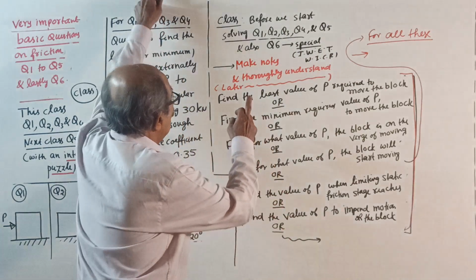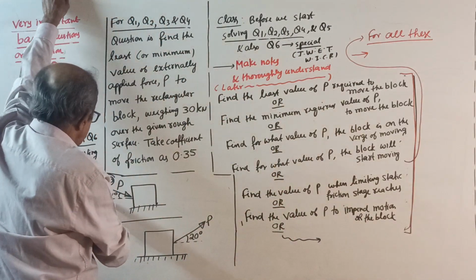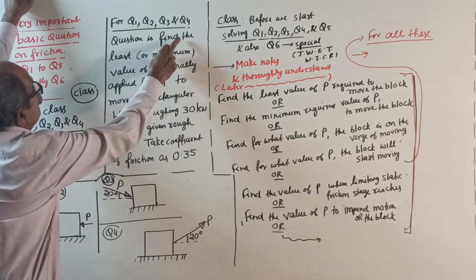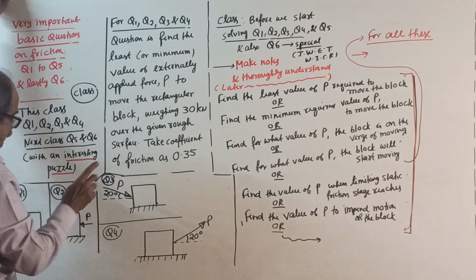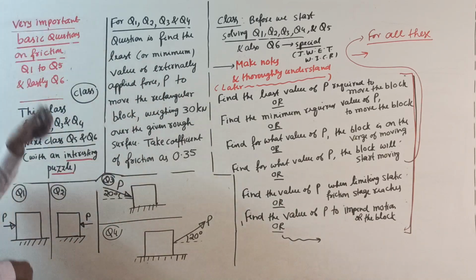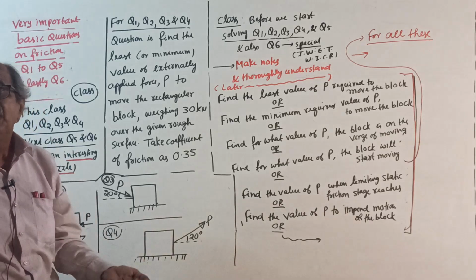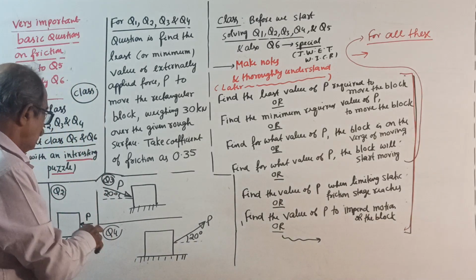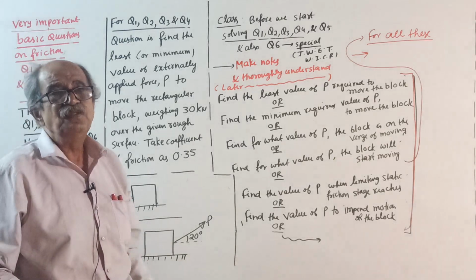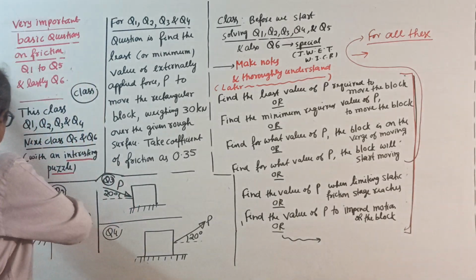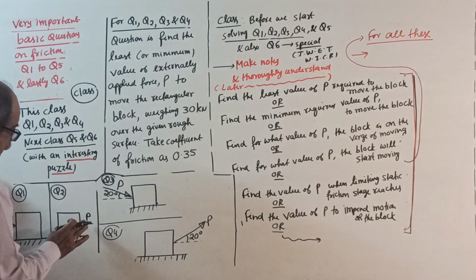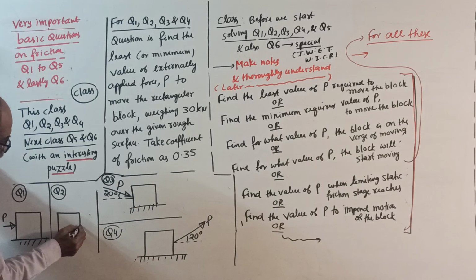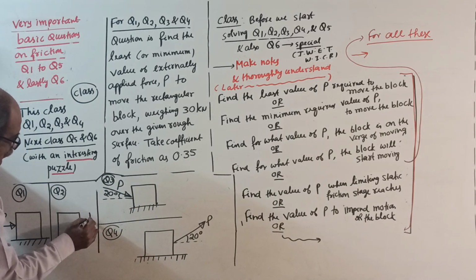Okay. Now, the question is here. Find the least or minimum value of externally applied force P. I will tell you what this P is. P is horizontal. In all these questions, it is not given. See, P this way. Oh, sorry. I should take P this way. Wrong. I should take P this way. Okay, I forgot. P this way.